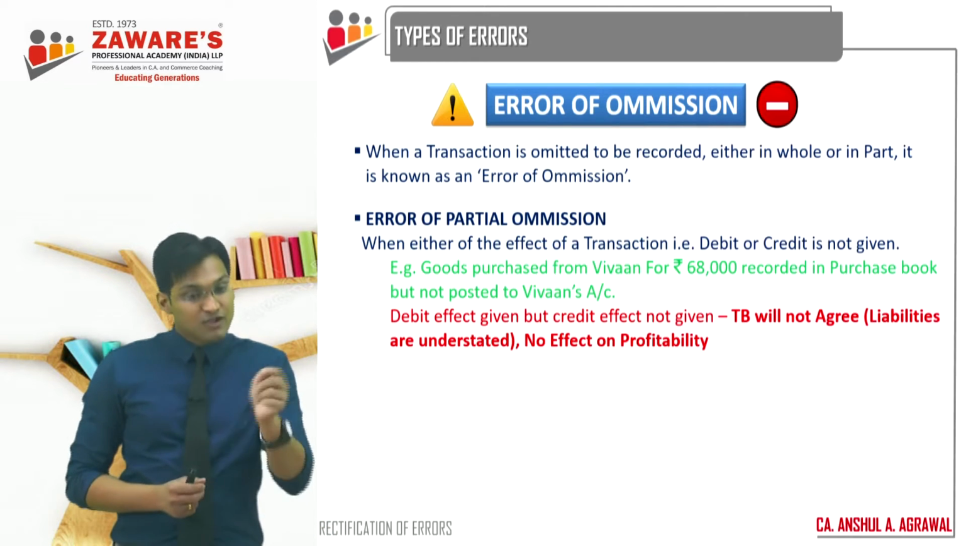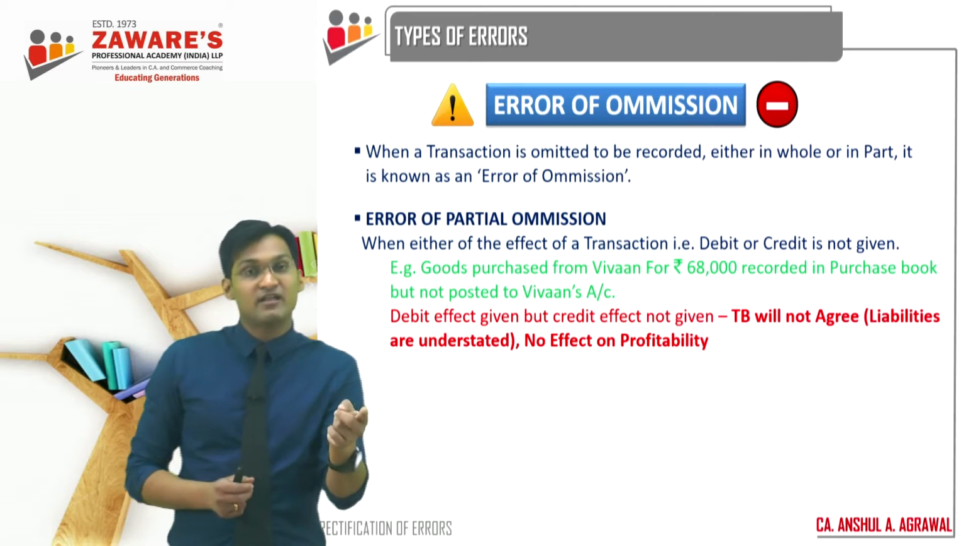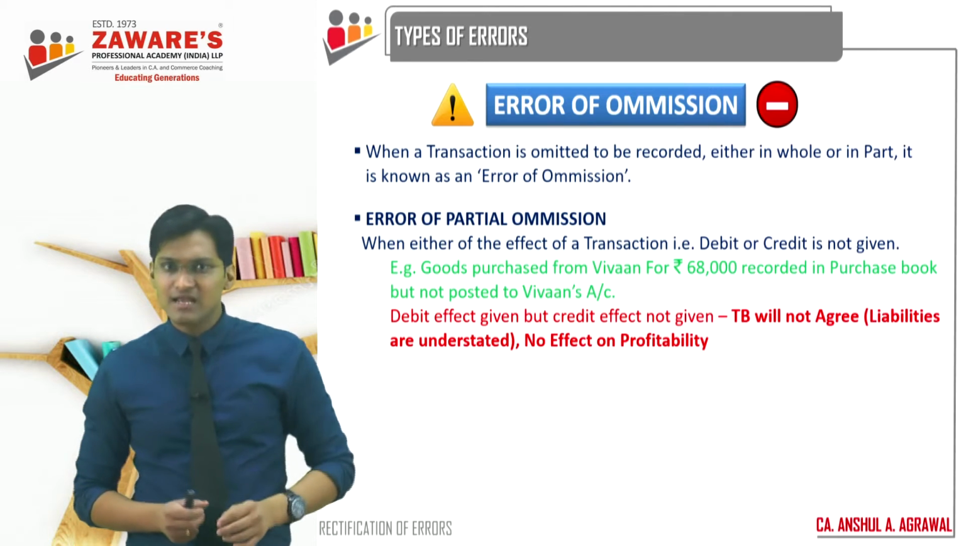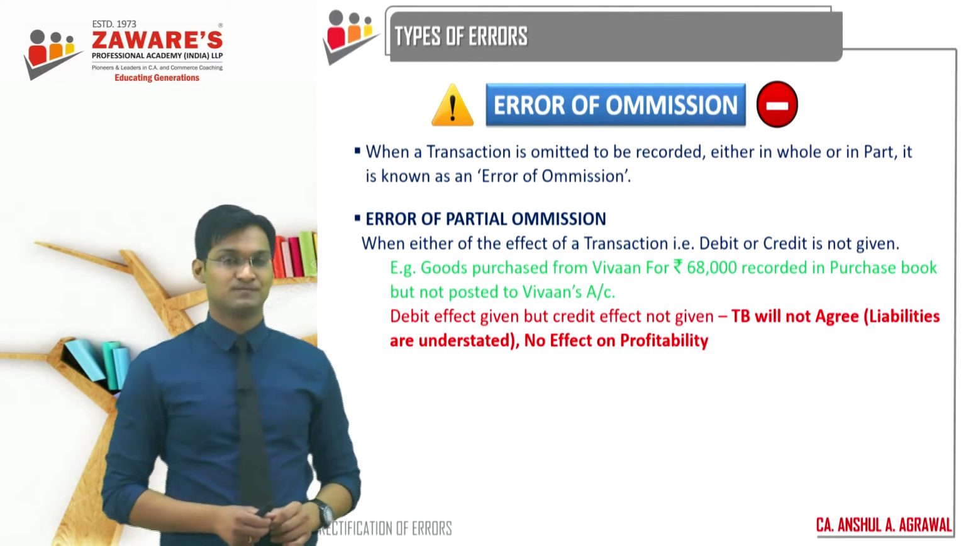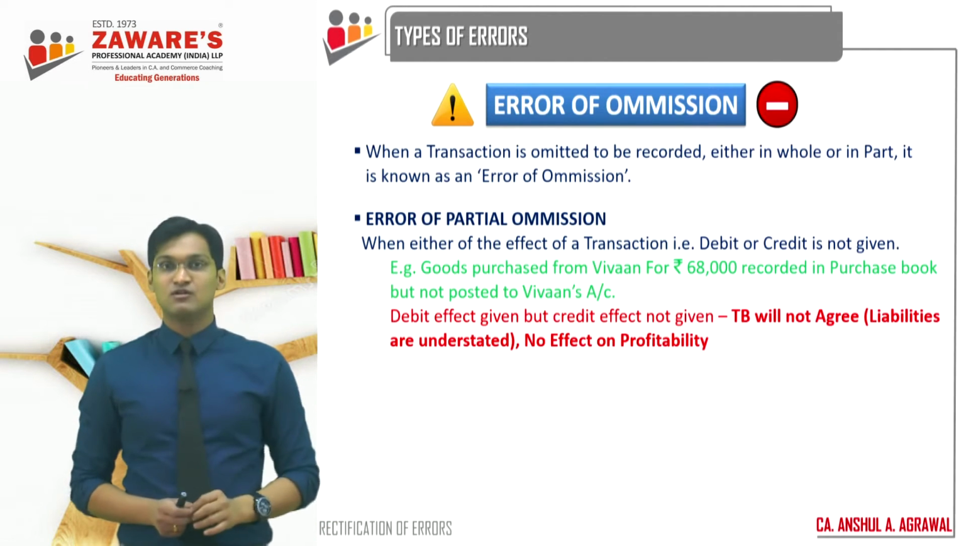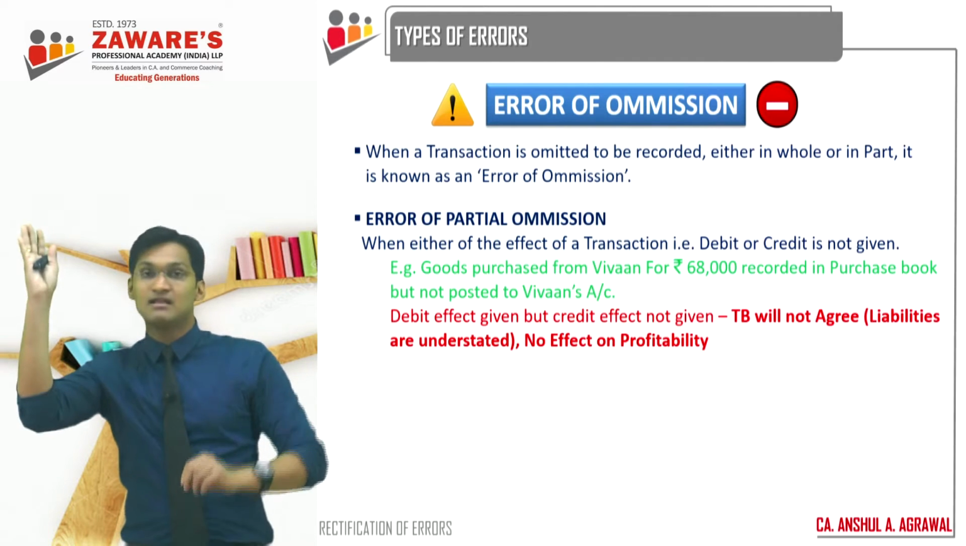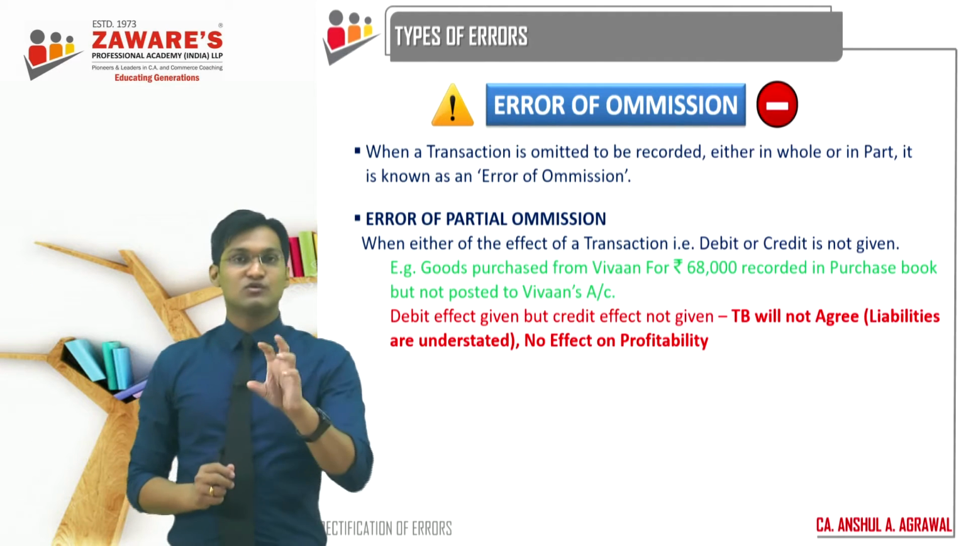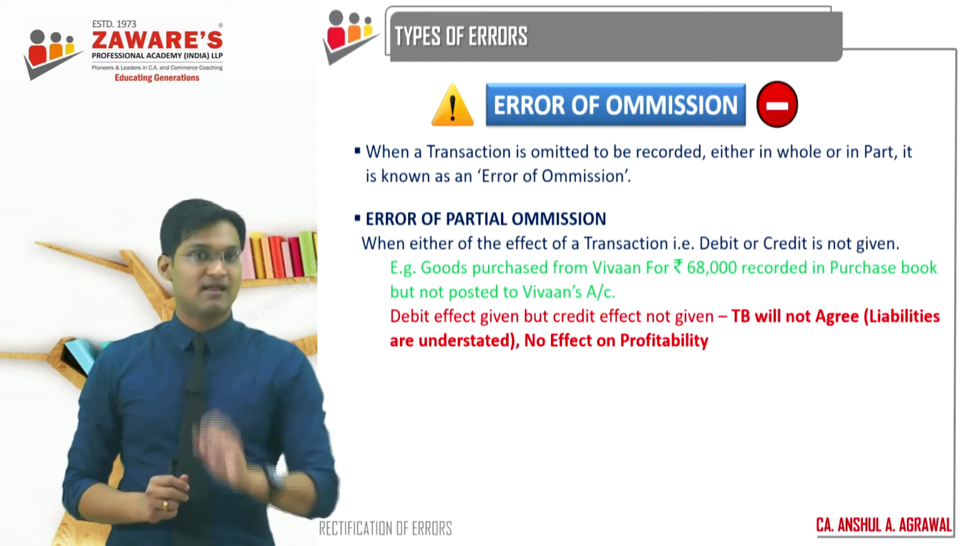Now what will happen? You have given debit effect, credit effect not given. Will your trial balance tally? The answer is no. In the earlier slides, we have seen the impact of errors on two things we have to analyze. One is trial balance, another is profitability. So since it's a partial omission error, trial balance will not tally.